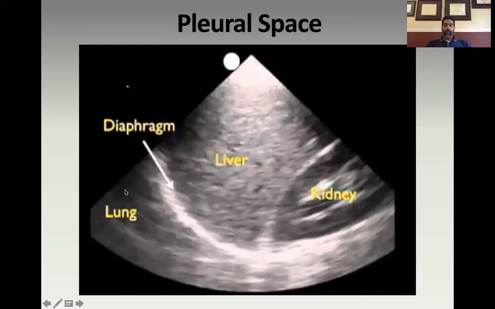Sliding up towards the head, in this case, you're on the right side. Here's the right pleural space. There's the diaphragm there. What you're looking to see here is if there's free fluid above the diaphragm in the pleural space. Just like when you're doing your lung ultrasound, you're looking for a pleural effusion, same idea. But in this case, if it's a trauma patient, a pleural effusion would be assumed to be hemothorax.